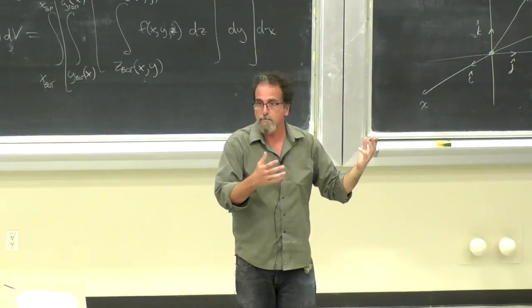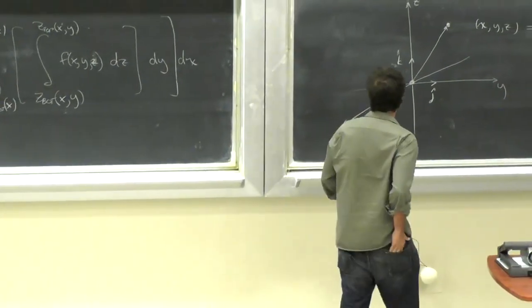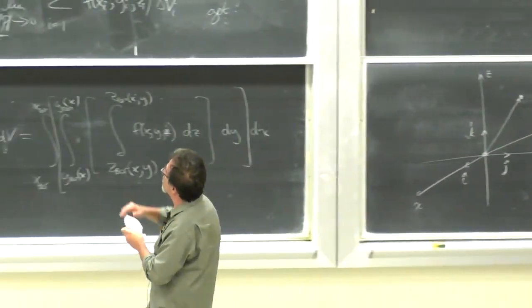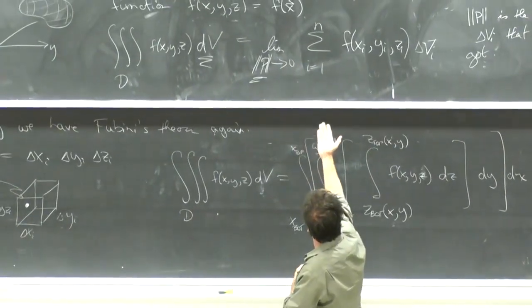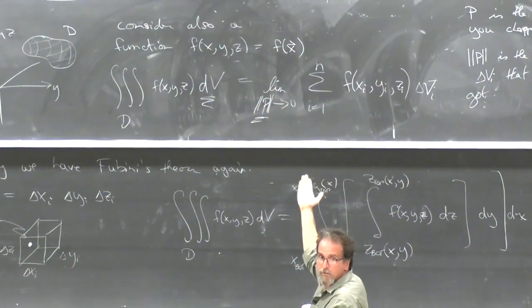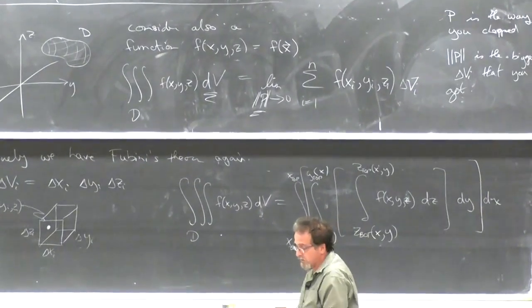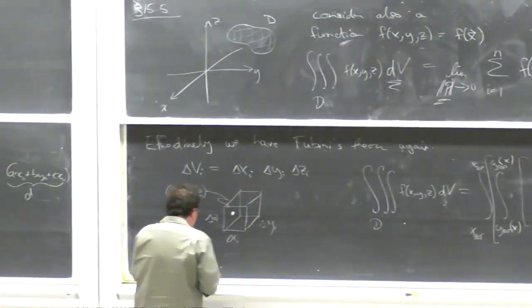Sorry. I set at least one of you guys up for failure. The volume. If the function is equal to 1, that is the limit as the partition size goes to 0 of the sum of 1 times each of the volumes. That's just the total volume. And that's a really common thing to calculate because we're interested in total volume, right?